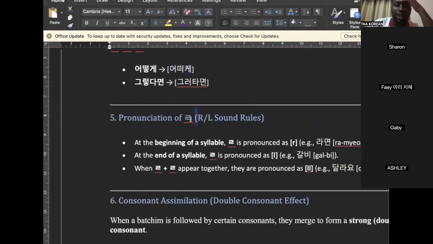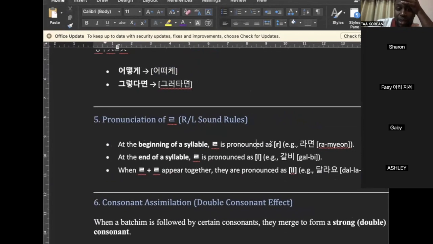Now, the L, R, L sound rules. At the beginning of a syllable, L is pronounced as R, like in ramyon. This is not Ramyon, this is not Lamyon, this is more like a sound in between. But for now, let's just say Ramyon. But it's not R. It's not Lamyon, it's not Ramyon. A rolled L is what I would say.